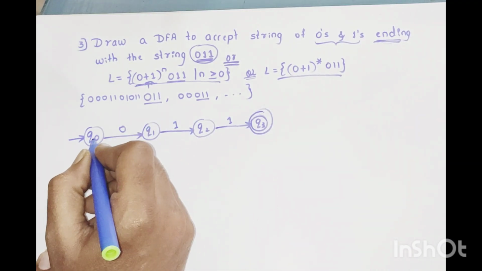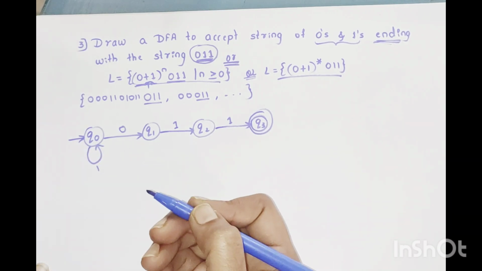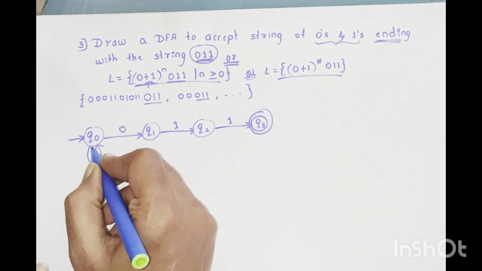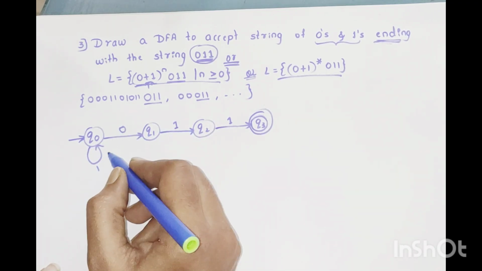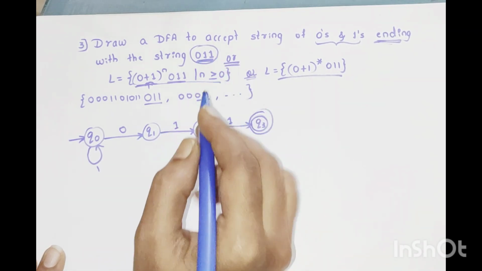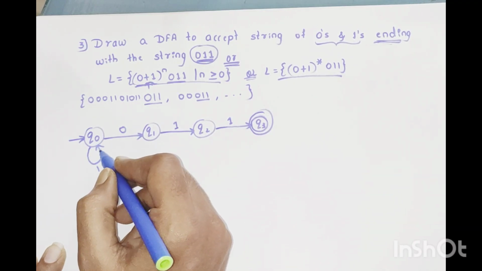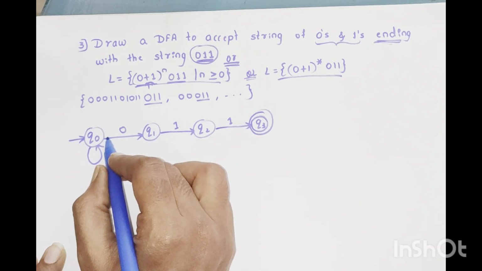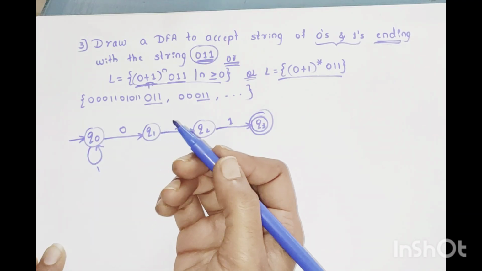So here the machine may start with any number of ones. I will show the transition for 1 to this Q0 with a self loop, because it is not restricted where it should start, or with what kind of combinations of zeros or ones it should start. The condition is not given like that. The condition is how it should end. Hence we will not concentrate on how it can start. So it can start with any number of ones, right? The only condition given to us is that it should end with 0 1 1. So if I keep a loop here for this Q0, then there will be no objection.